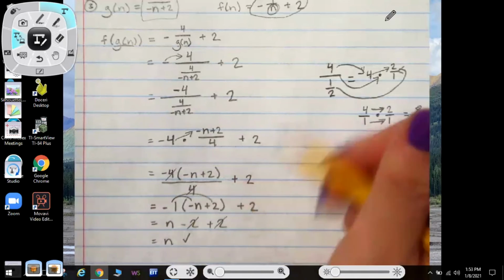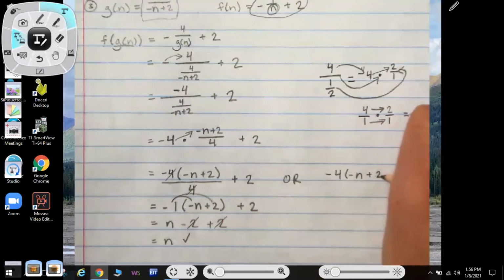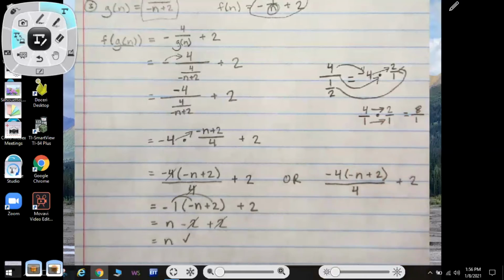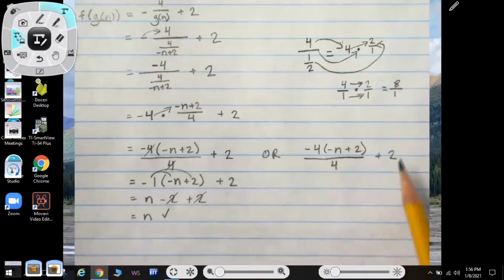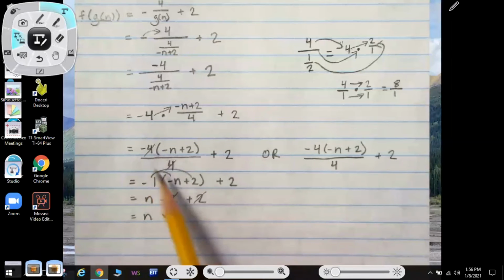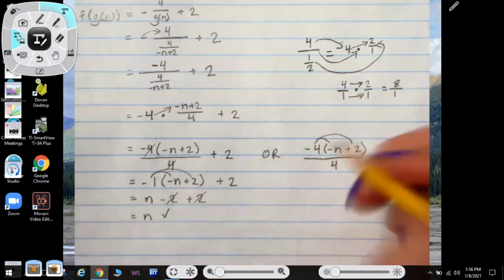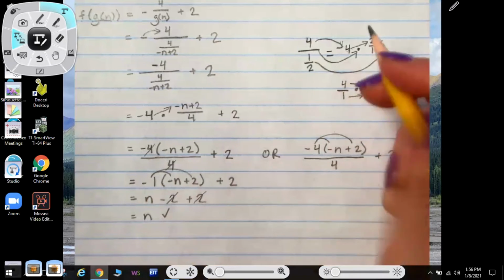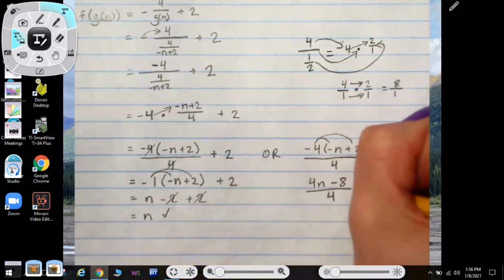Okay, let me real quick just show you from this step. There's another way you could work this if you wanted to. I think it's going to end up being the same number of steps either way, but this way may come easier for you. The way that we did it is we canceled these 4s out, and then we distributed this -1. The other way to work it is to go ahead and distribute first to get -4 times -n would be +4n minus 8/4 plus 2.